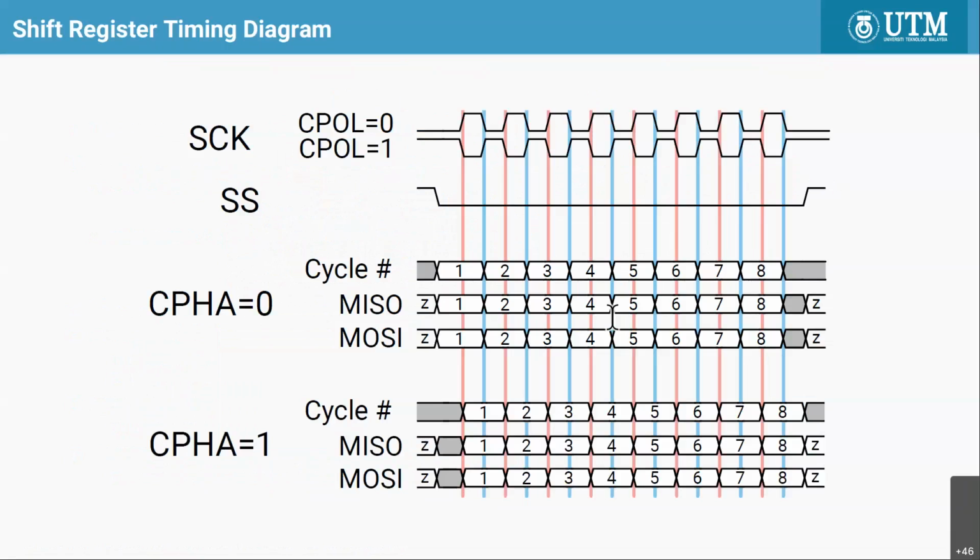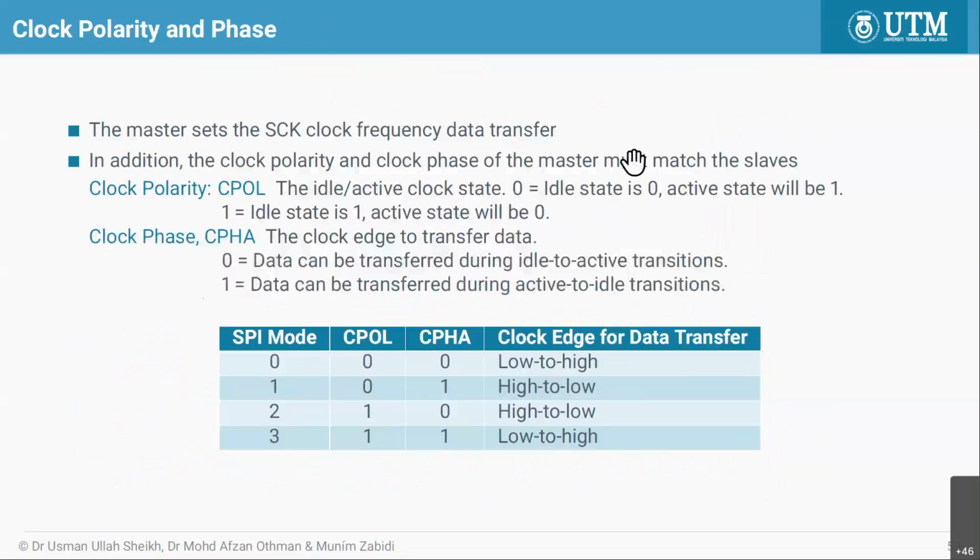Okay, and then when you want to transfer data, you have to know the phase of the clock and the polarity. So there's a total of four polarity and phase combinations. If you look at this table, we have the clock polarity column and the clock phase column, and the combination determines which clock edge is used for data transfer.